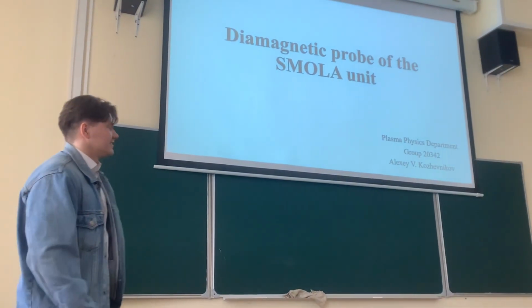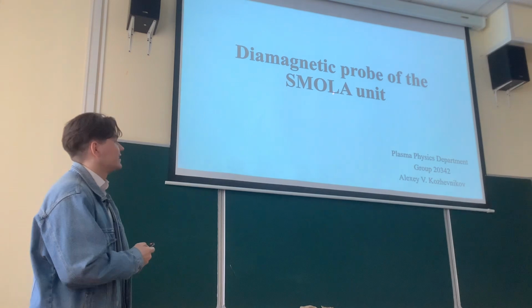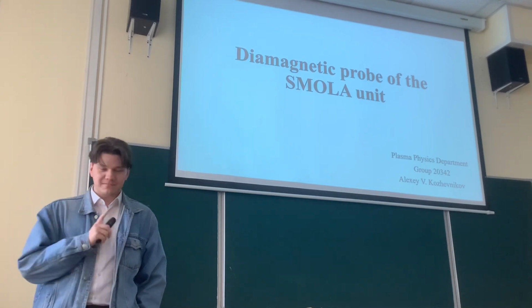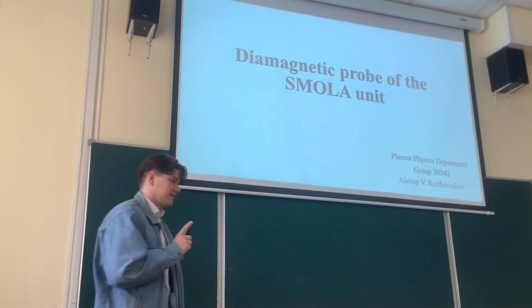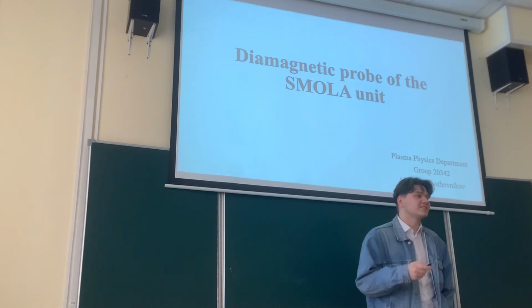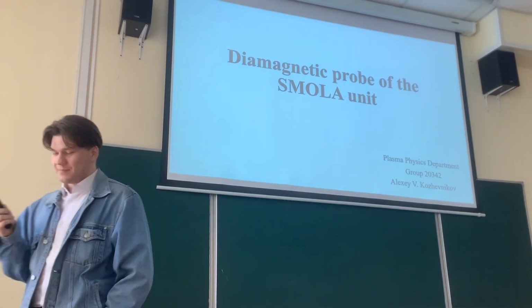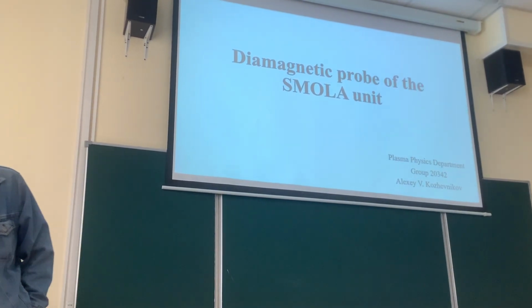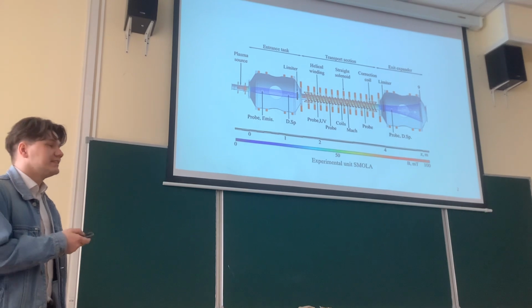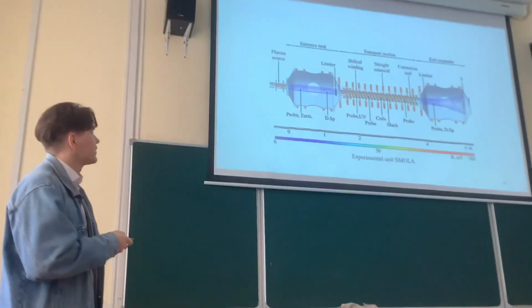Hello everyone. Today I'm going to tell you about my coursework, and it's called Diamagnetic Probe of the Small Eye Unit. So, what is the main thing about thermonuclear fusion? Of course, you know that it's plasma confinement. That's why scientists from Budker Institute of Nuclear Physics invented the installation called Small Eye to try the idea of the spiral confinement method with spiral magnetic field.